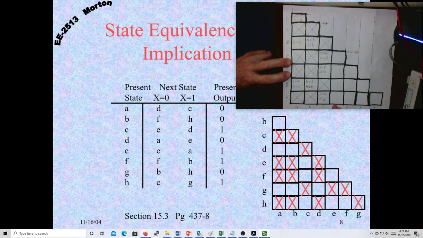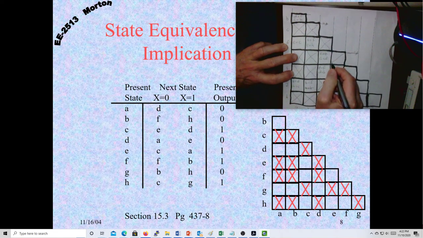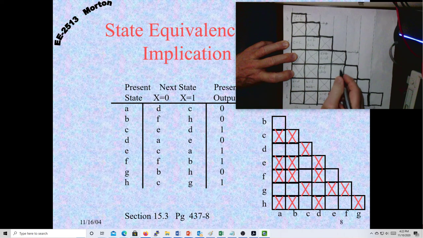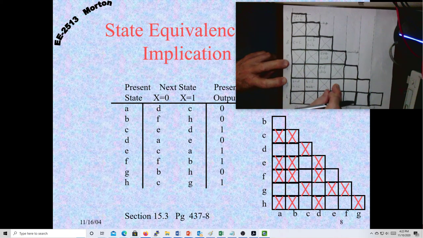All right, now for D, D and E is not possible, D and F is not possible, because they have different outputs. D and H is not possible because they have different outputs, but D and G is possible. So D and G, that would be A equals B and E equals H.